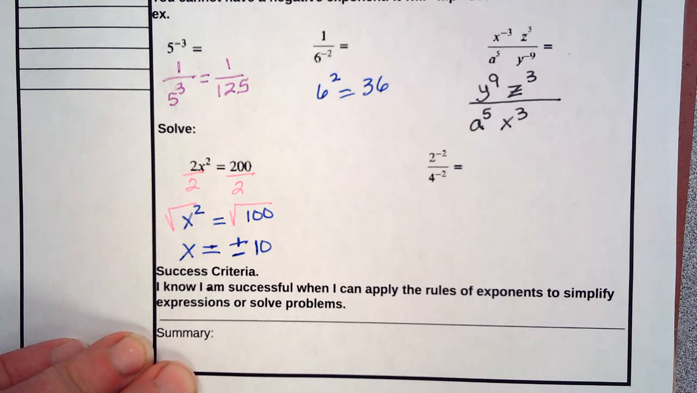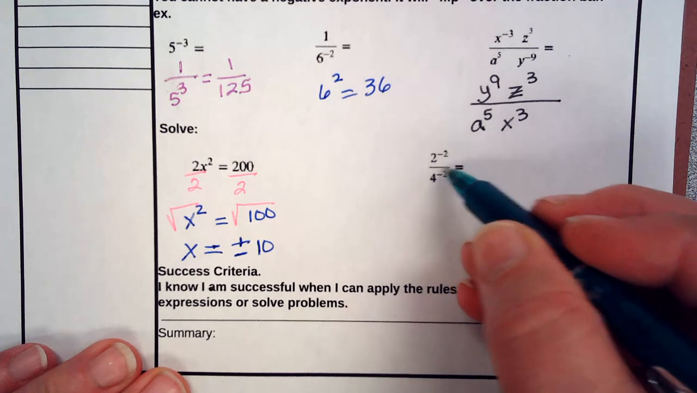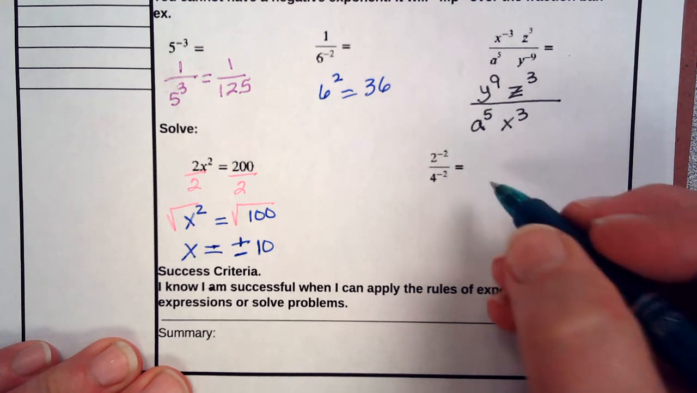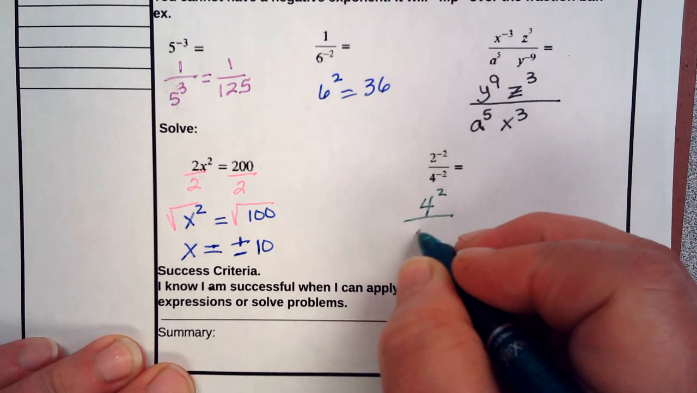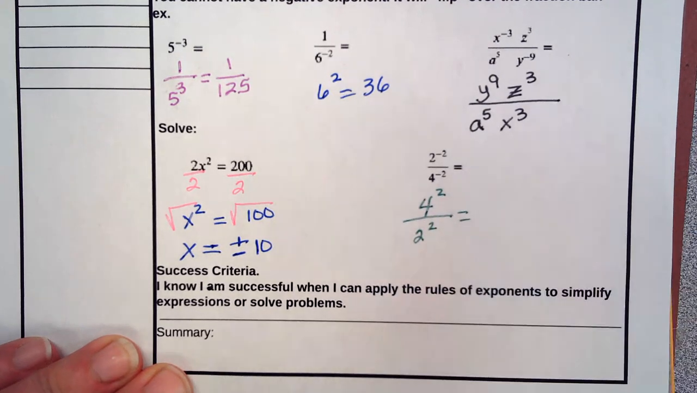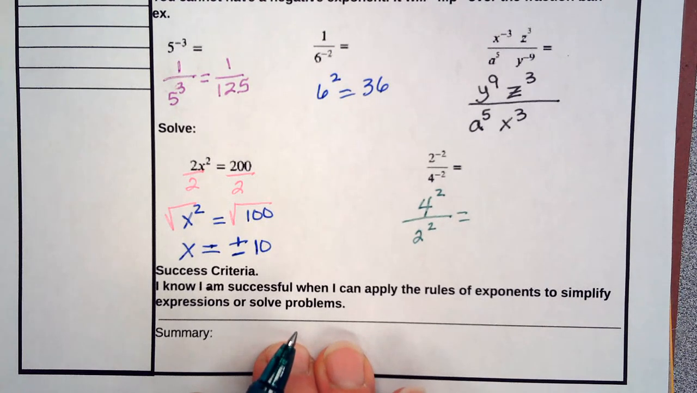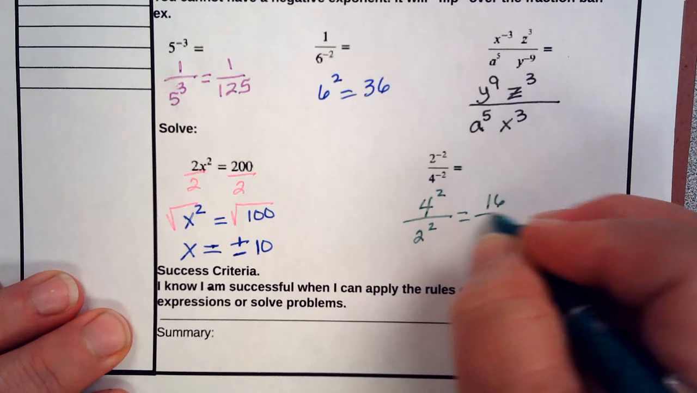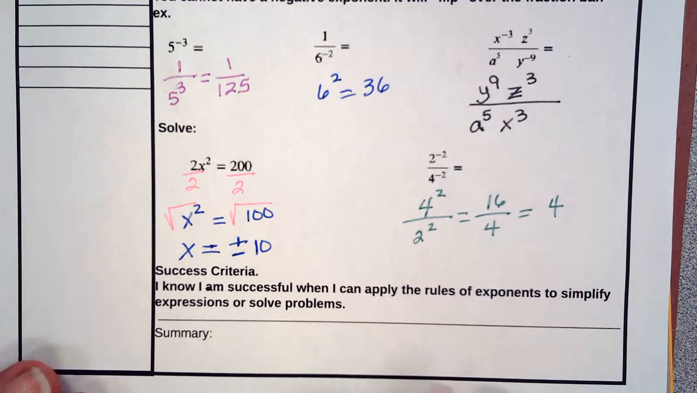Okay, we've got another one to solve. 2 to the negative 2 over 4 to the negative 2. Step 1. Take them to the right spot. So this is 4 squared over 2 squared. Flip them over because they're both negative, so you're looking at the reciprocal. 4 squared is 16, divided by 2 squared, which is 4, and you end up with 4.